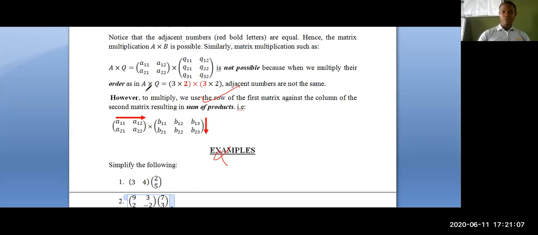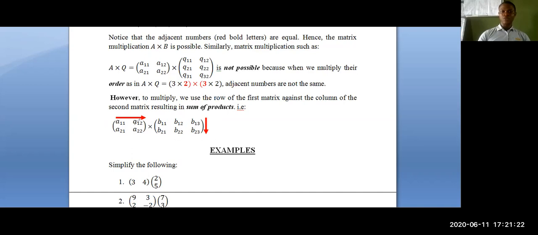So that becomes your actual multiplication, okay? You use the row of the first and multiply the column of the second. That's what I have typified here, okay? This red arrow represents the rows of the first, and this red arrow pointing down also represents the column of each of the second matrix.